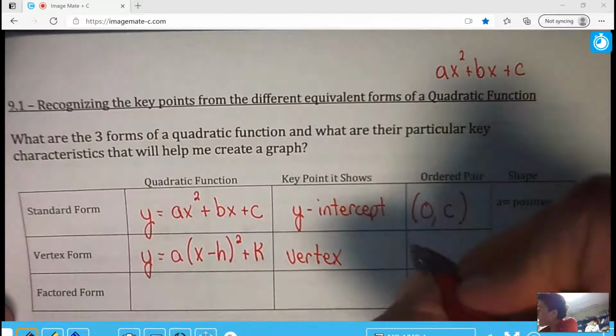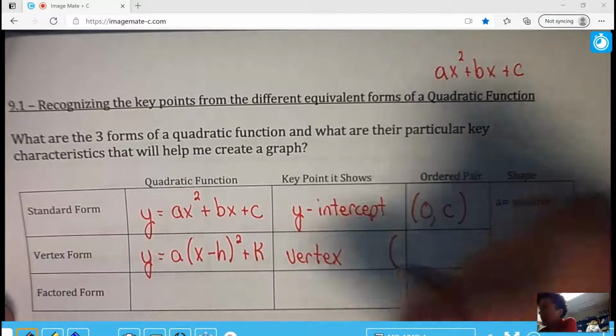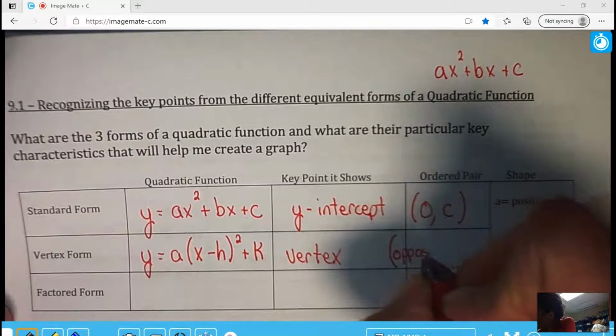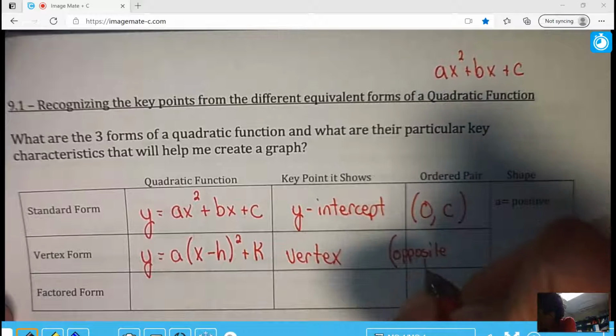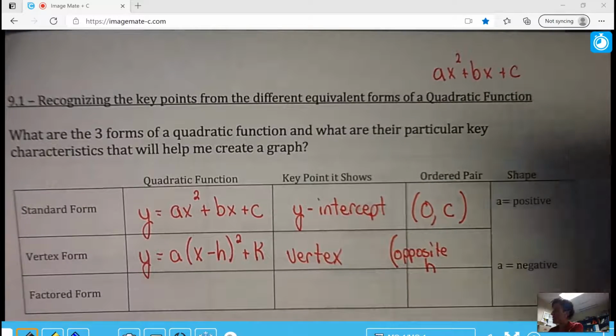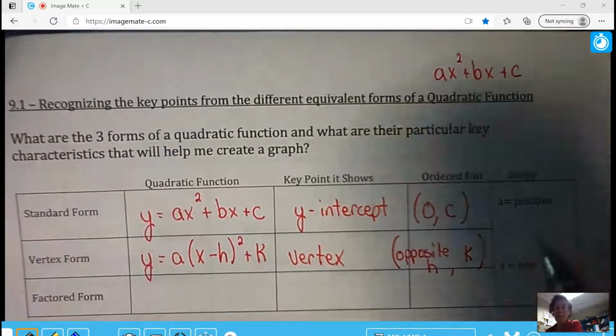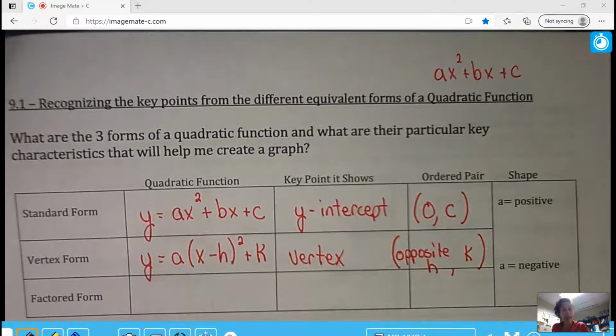And you're going to get that vertex. Again, it's going to be an ordered pair. You're going to do that by taking the opposite of the h value, and then that becomes your x-coordinate, and then the y-coordinate is going to be the k value, but you're not going to do the opposite of that one, so we're just going to write k.